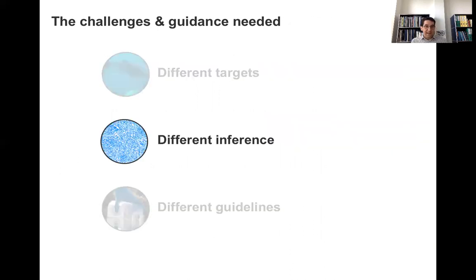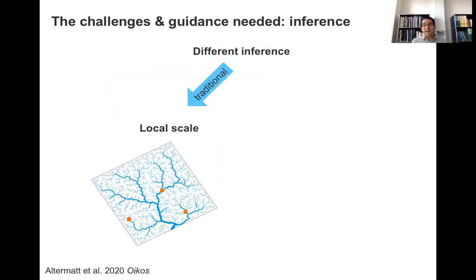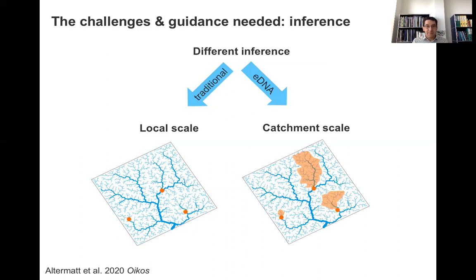Now let's move on to the second challenge where I think some guidance is needed, that is with respect to different inference. Traditional biomonitoring in riverine systems is based on a local scale perspective. Literally, you turn a stone in a river to see what lives there. eDNA-based approaches, however, have a very different, namely a catchment scale inference, because of the passive transport of the eDNA signal flowing in water. It is as simple as that.